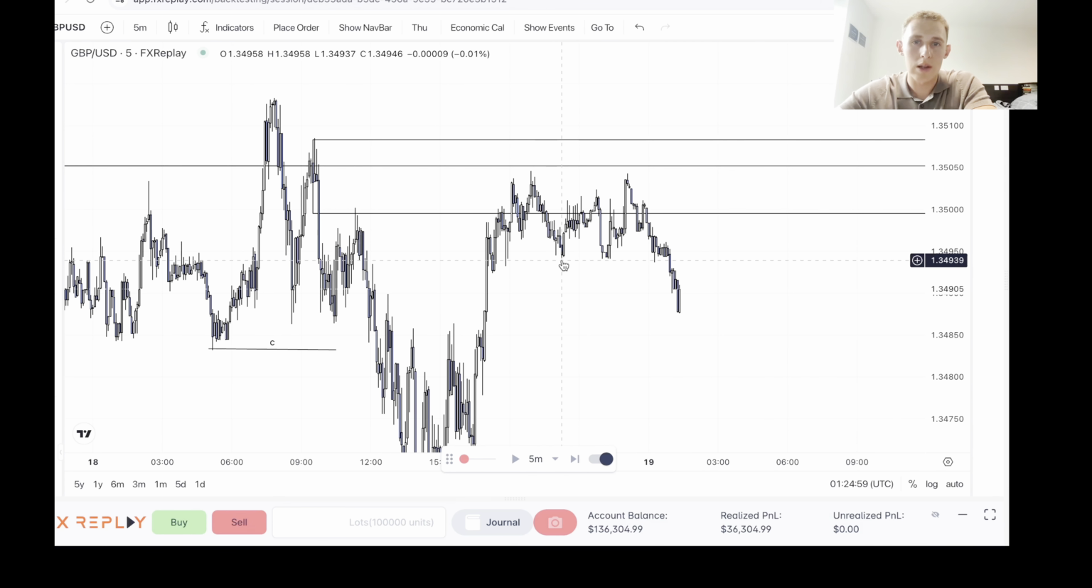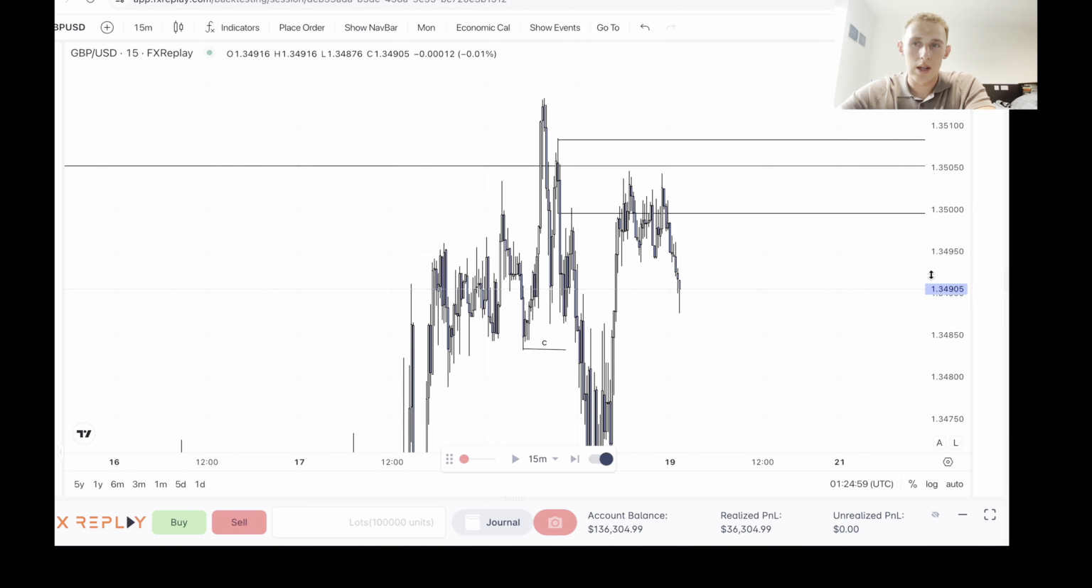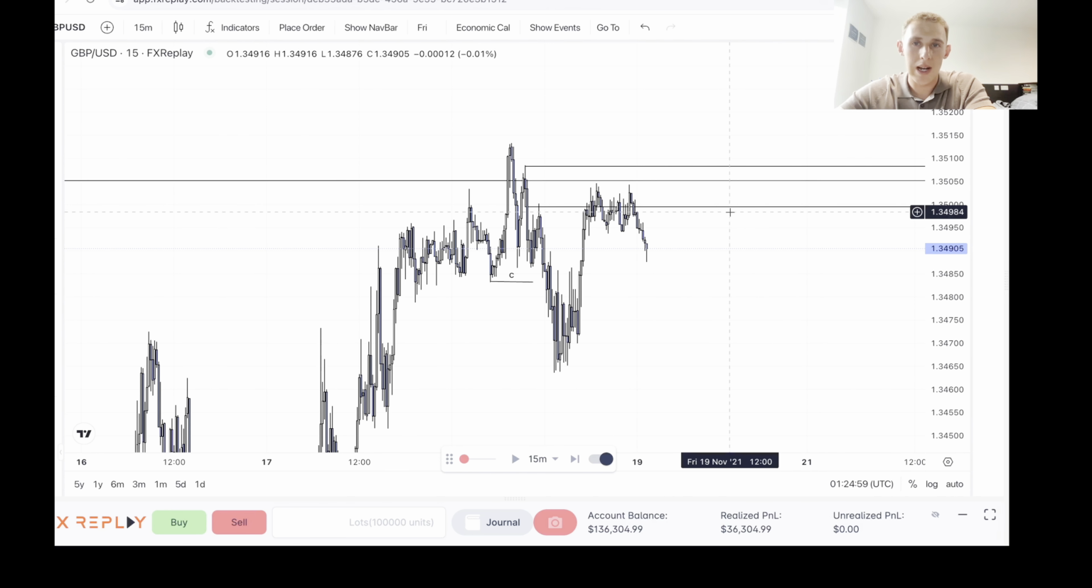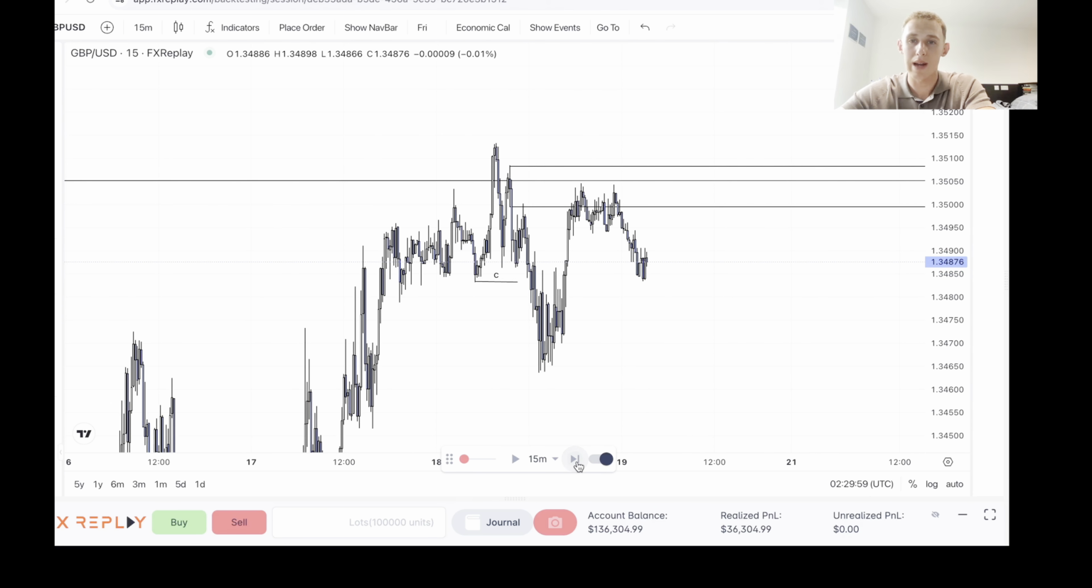Okay, so we had a break of the structure, retest of that area. To be honest, I'm not really liking this. We have all of these highs up here, so I'm just gonna let this play out.